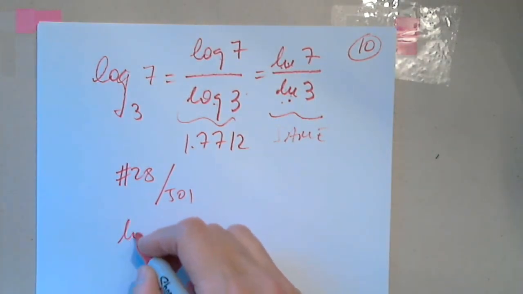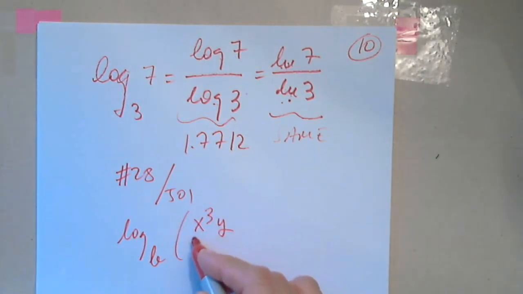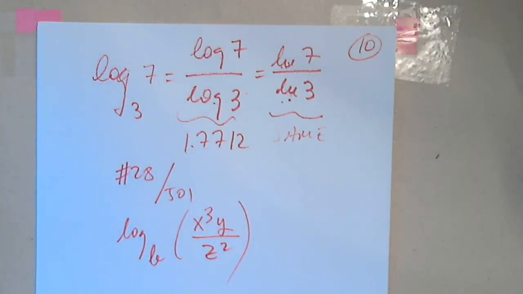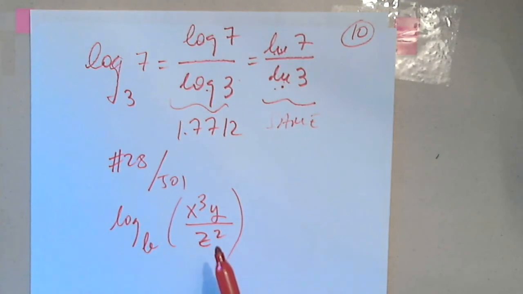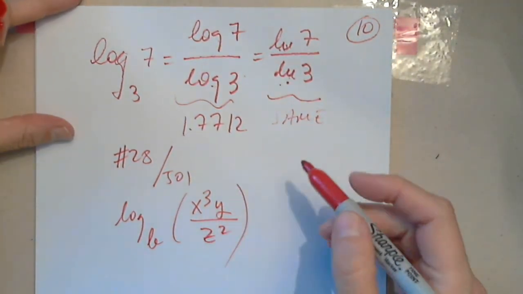It's log base b of x to the third y over z squared. Yes, I'm ready for your problem as well. Because if your problem is easier than this, I'll start with yours. If it's more complicated than this, then I'll start with this. Okay, mine is more complicated.